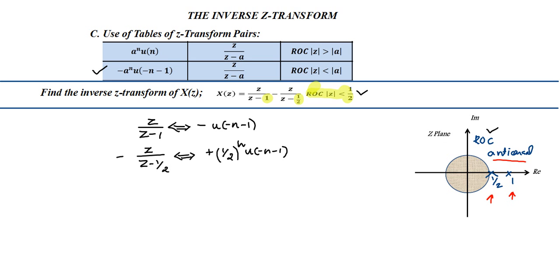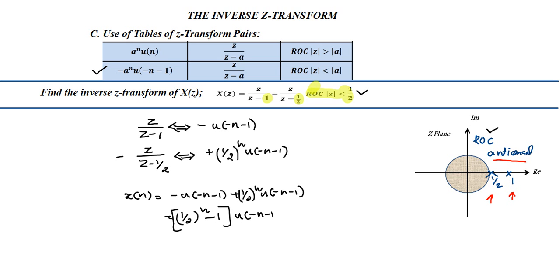So the final result you can write like this: x of n is equal to the first term is minus u of minus n minus 1, and the second term is 1 by 2 the whole raised to n into u of minus n minus 1. Okay, if you rearrange this particular thing, you will get 1 by 2 the whole raised to n minus 1, because u of minus n minus 1 is a common term, so this will be the answer, and this is purely an anti-causal signal.